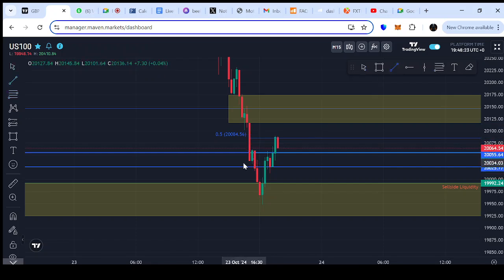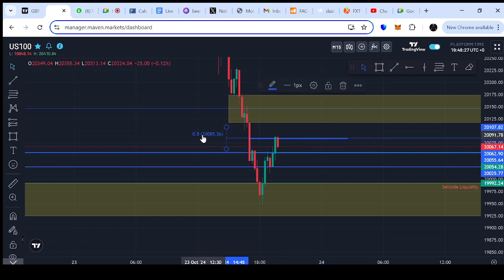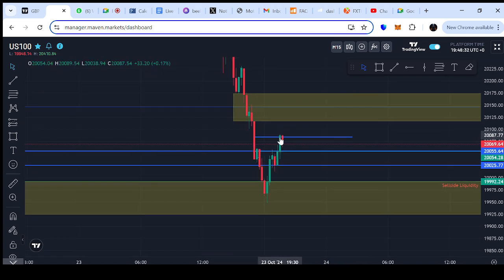That's the high. That's the consequent encroachment. That's 50% of the inefficiency. You can see that's where price delivered into. 50% of this inefficiency stands as a major resistance or support level. So anytime you're anticipating price delivery into an inefficiency, you look for the 50% of it, anticipating price delivering inside the 50% of any inefficiency.